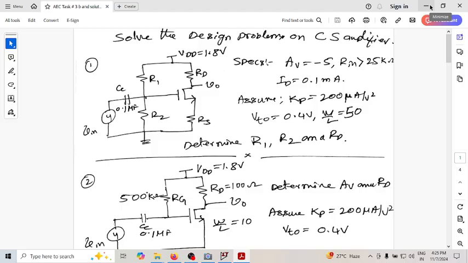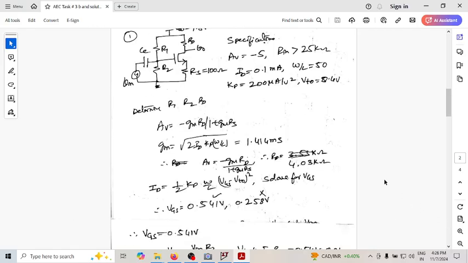So let us look at this CS amplifier design. In the first one, we have been asked to find the values of R1, R2 and RD. These are biasing resistors with the specification that the gain should be -5. The input impedance has to be more than 25 kilo ohm, and we are assuming a value of ID of 100 microampere, that is 0.1 milliampere. Of course, the Kp, VTO and W by L are given. So let us try to find out how we solve this.